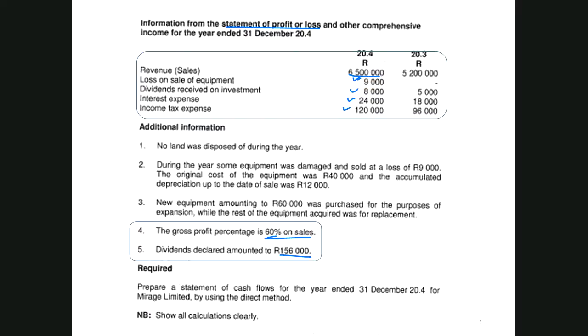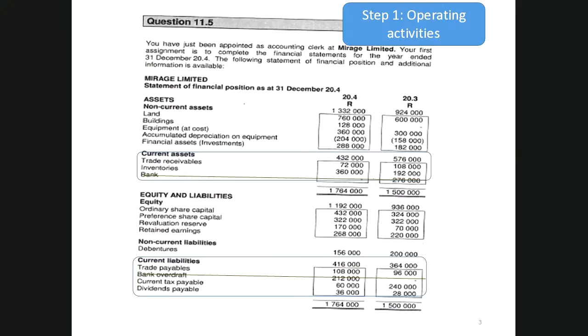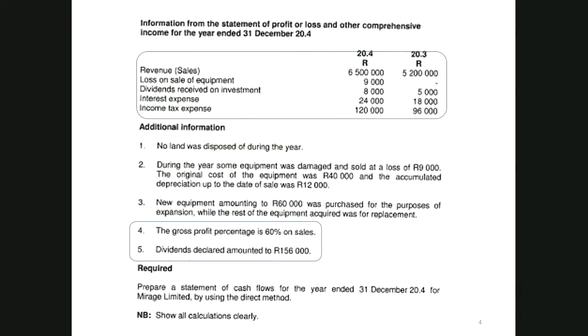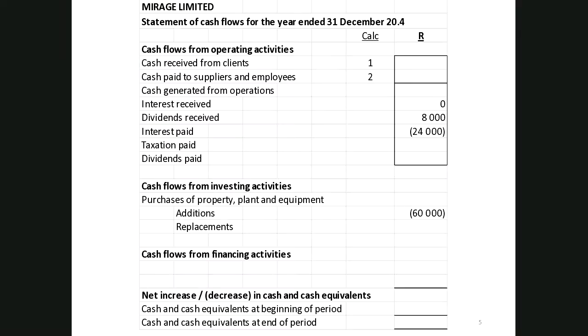You might just want to take one last look back at your statement of financial position and take note that there is an account for current tax payable, that's your SARS account, and there is an account for dividends payable. Another name for that is shareholders for dividends. So that means we're going to have to reconstruct those two accounts, put in the amount for the actual income tax expense and the dividends declared to work out how much we actually paid in tax and how much we actually paid for dividends. Okay. So the first thing you're going to do is you're going to set out your format. Please, the format is important.